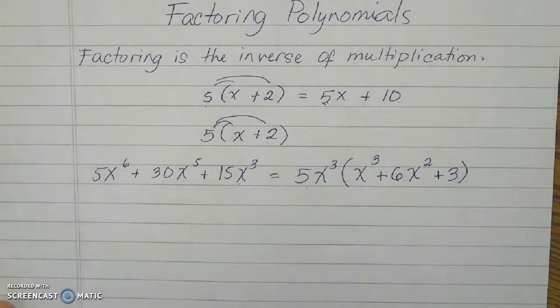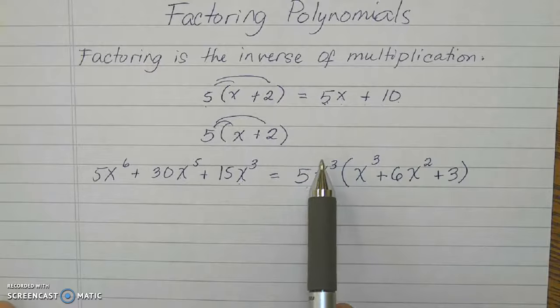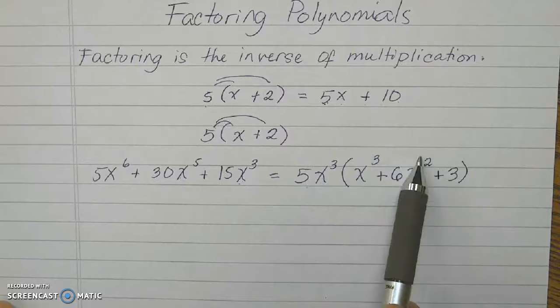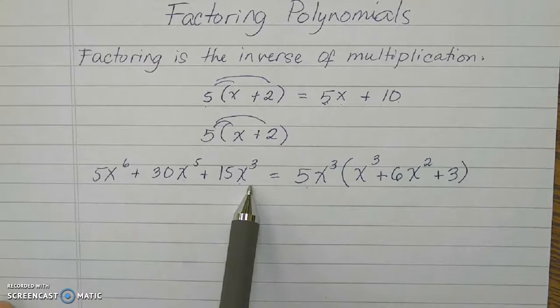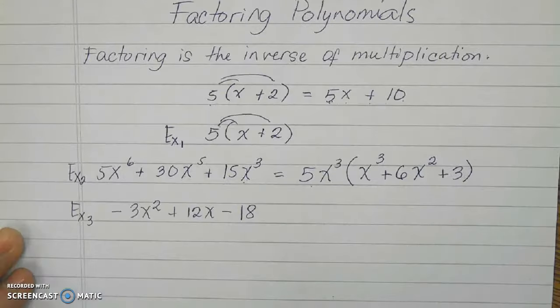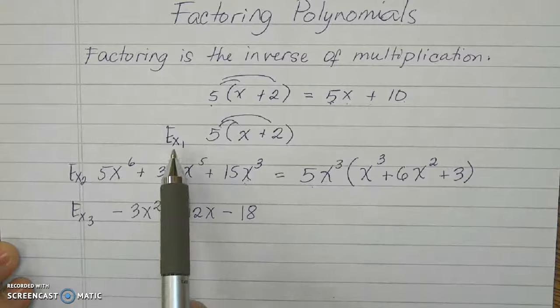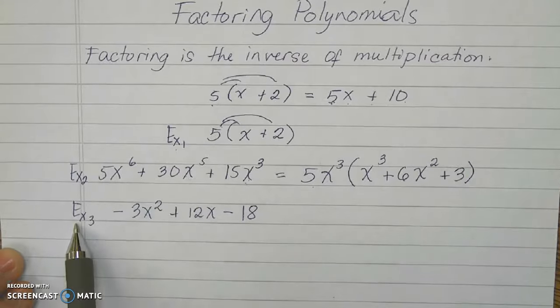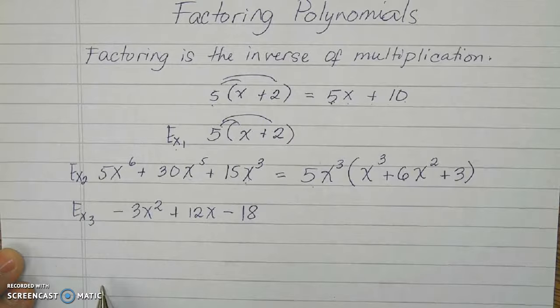Once again, the way you see if your answer is right is if you distribute them back, and you're going to get the same thing. This kind of factoring is called factoring by common monomial factor. So again, this is example 1, example 2, example 3. We are now going to go to our example 3, and we are going to apply the common monomial factor.